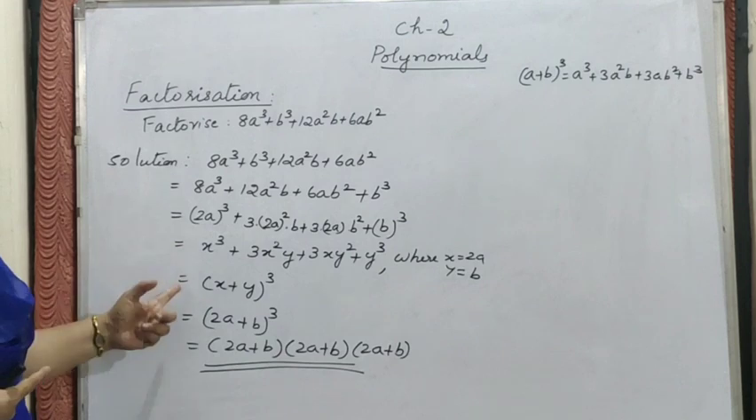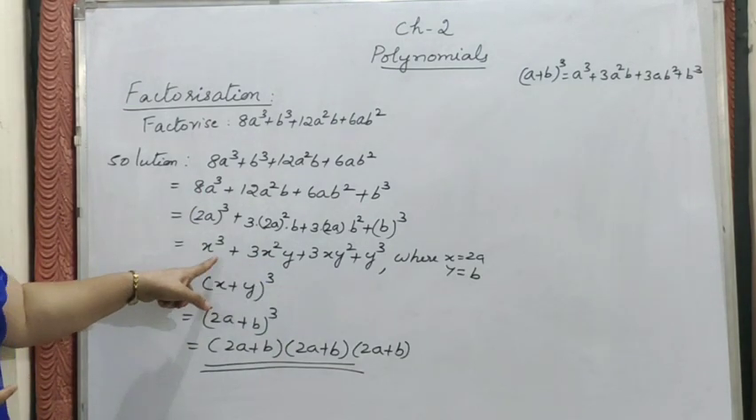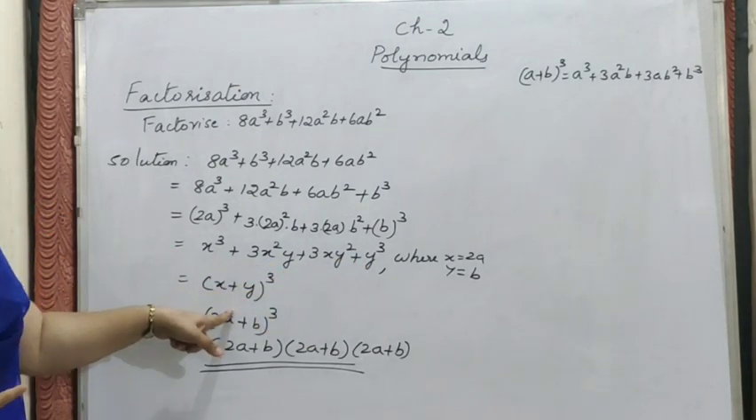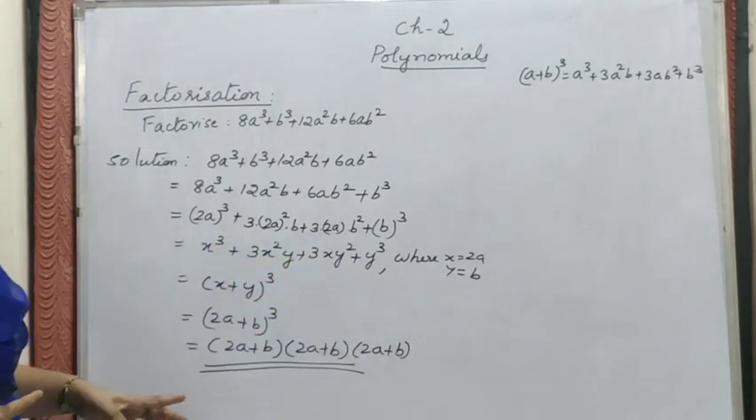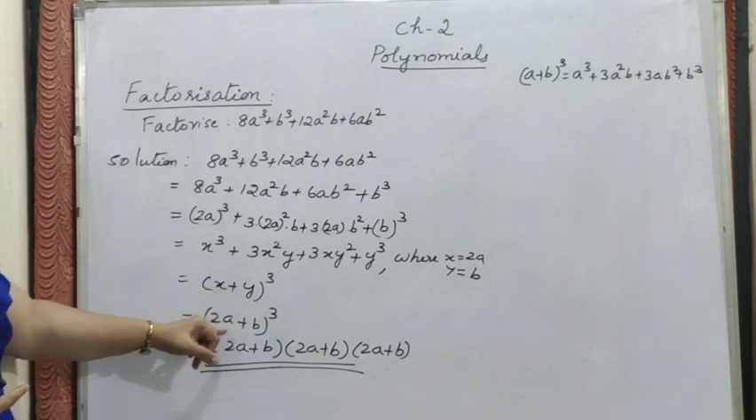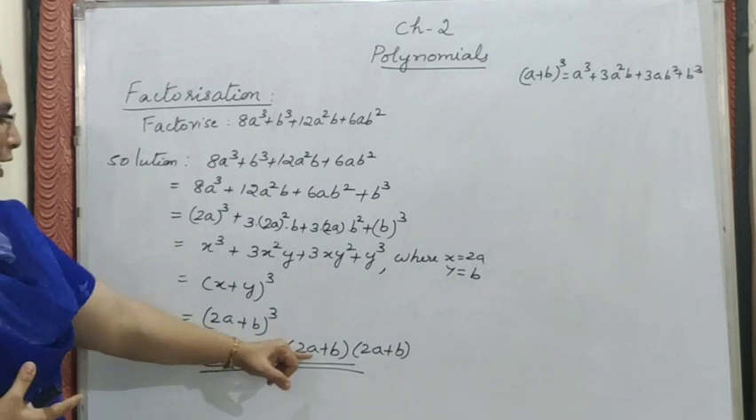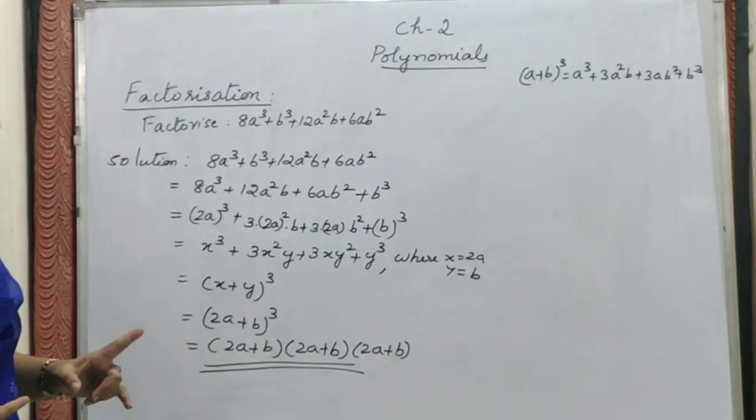All the four terms we have arranged according to which identity? These are the terms: x cube plus 3x square y plus 3xy square plus y cube. That means (x plus y) whole cube. What are x and y? x equal to 2a and y equal to b. Now we have it in the power of 3 only, and we have to replace x and y. So (2a plus b) we have written. Since the power is 3, we should write it in terms of least power. So the answer is (2a plus b) into (2a plus b) into (2a plus b).